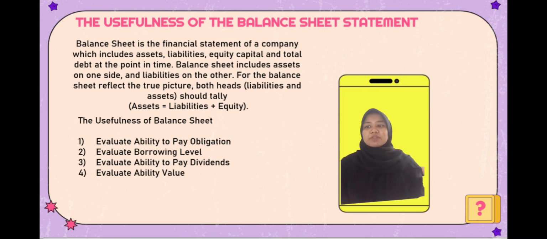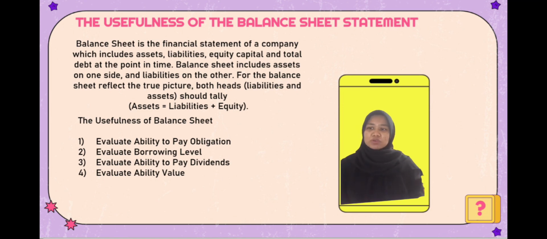Second, evaluate borrowing level. To check if the debt to equity ratio suggests a dangerously high level of borrowing, compare the entire amount of debt to the total amount of equity stated on the balance sheet. This data is particularly valuable for lenders and creditors who want to determine if extending more credit may result in bad debt.